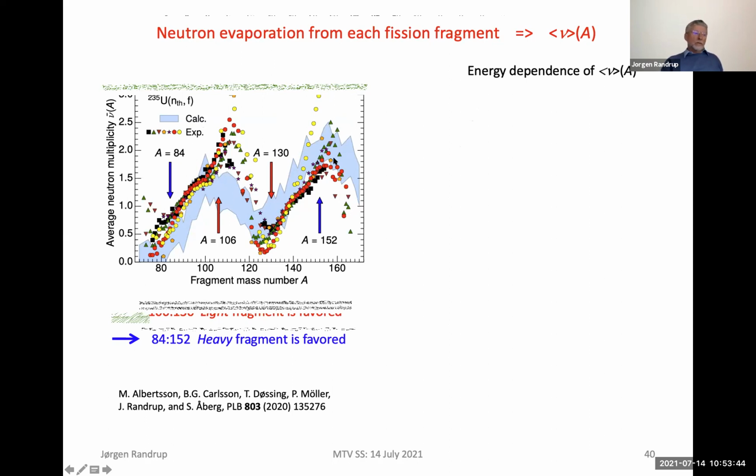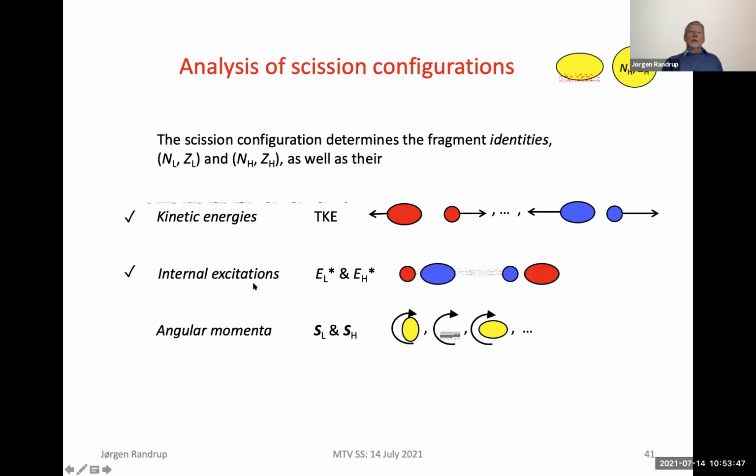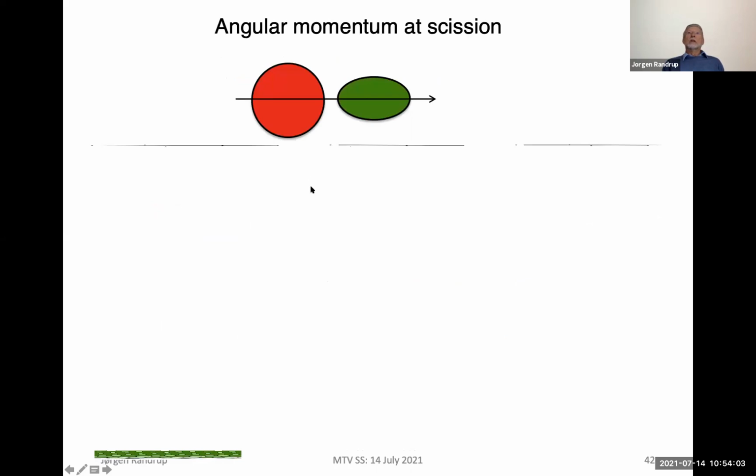All right, to the final topic, which is angular momenta. This is a very important topic. These fragments come out typically with quite a bit of angular momentum. And what do we expect? What's the physics of that?